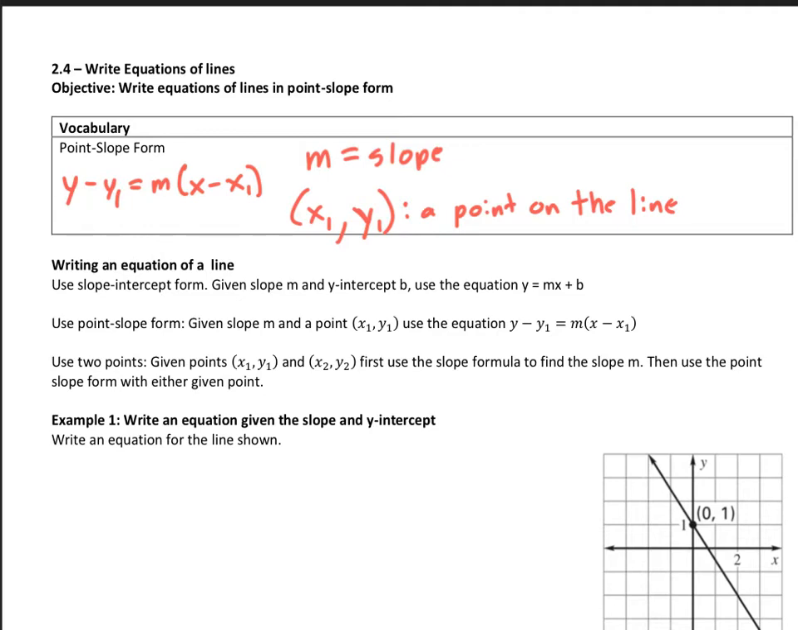So just knowing that, we can write equations in a different form now, okay? When we're given a point and we're given the slope, or we're given 2 points. Because if we're given 2 points, we can find the slope through those 2 points and then use one of the points to write point-slope form.